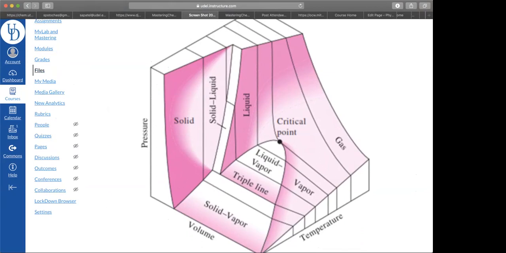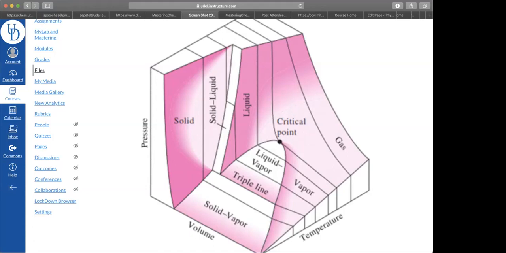This is a three-dimensional representation of pressure, volume, and temperature for a single component. On this axis you have pressure, on this axis volume, and on this axis temperature. You can see that it's a very rich and complex surface in three dimensions just for a single material. This would not be representative of water, and we'll see why a little later. It has to do with the slope of the solid-liquid equilibrium line. But it's a very interesting and complex three-dimensional structure.